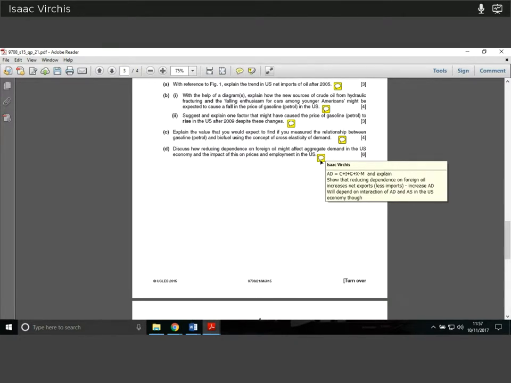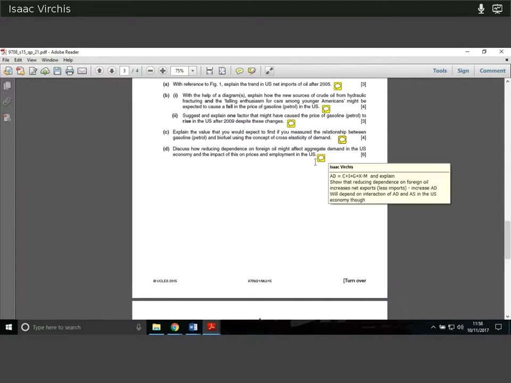We might say, well, we know aggregate demand is composed of consumption C plus investment I plus government spending G plus net exports, which is plus exports minus imports. So how is this going to be affected? Well, if we reduce dependence on foreign oil, what are we going to do? Well, we're going to bring less foreign oil in. We're going to import less.